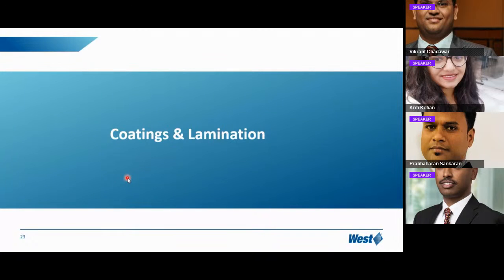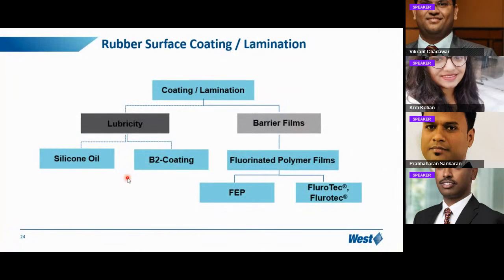So moving to coatings and laminations. These rubber stoppers are coated, and there are actually two different coatings. One is for lubricity and the other is for barrier films. So whatever rubber stopper you see, it is either lubricated or given a barrier film. Lubricity is mainly achieved by using silicone oil or via B2 coating. I'll take you through in detail what silicone oil and B2 coating are. Generally that is done for lubricity. And the other version is for barrier films.